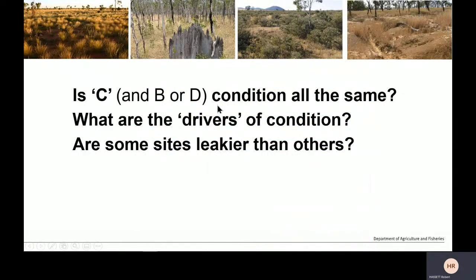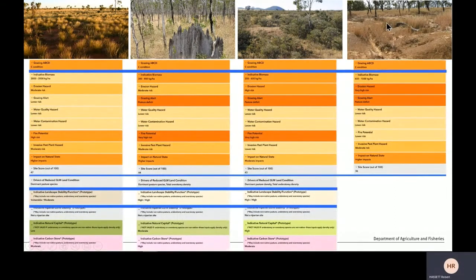The other important thing, particularly for practice change modelling and remote sensing and modelling, is what is the driver of C condition? Is C condition always the same? We know that it's not, but how do we find out what it is? So all of these particular sites are all in C condition, as can be seen up here. They all have particular drivers: dominant pasture species in the left, dominant pasture species and total overstory density. The next one, dominant pasture density and total understory density in this third photograph.